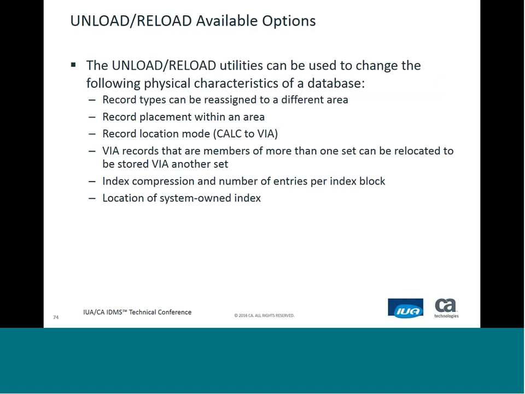So the first one, record types can be assigned to a different area. I gave you the example earlier of wanting to move one of the VIA records into another area because it had very large clusters. So that is something that could be implemented through unload reload. The unload would read it from the original area, and then the reload would place that record type in the new area and determine its placement in that area based on its VIA set from the original owner or what have you.